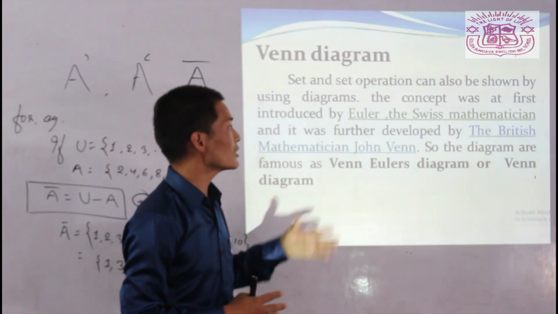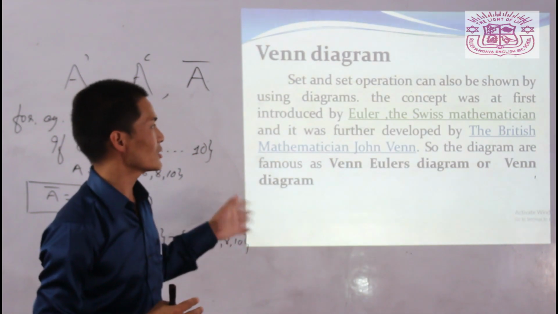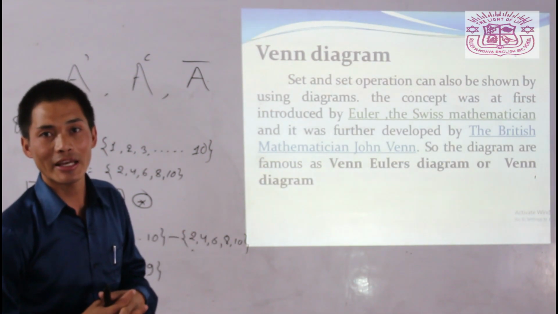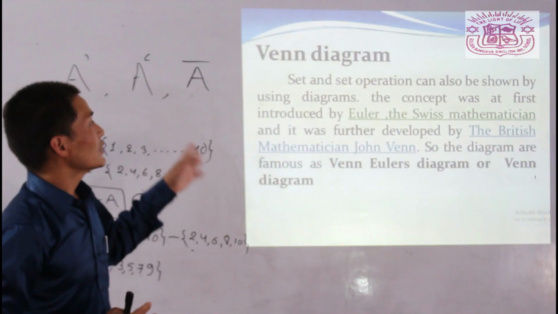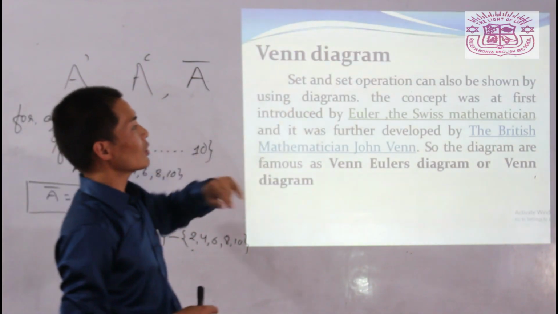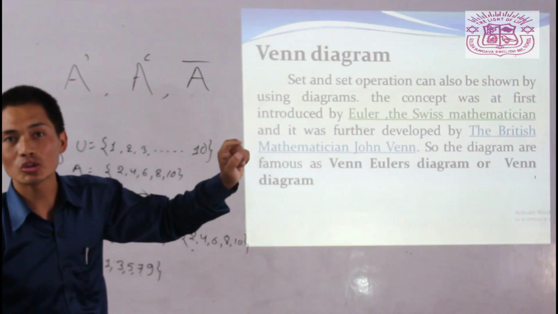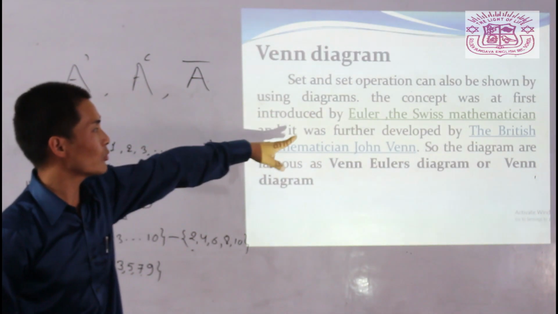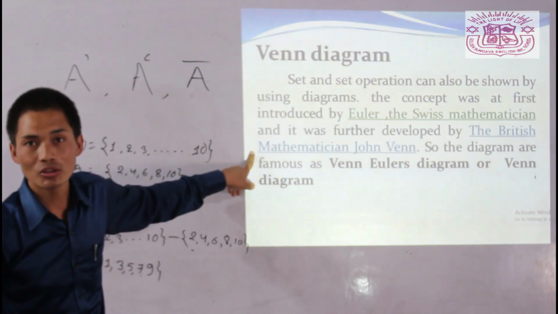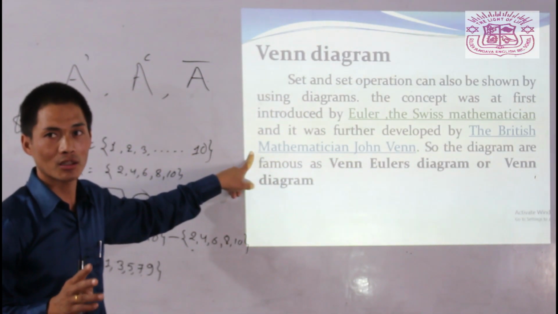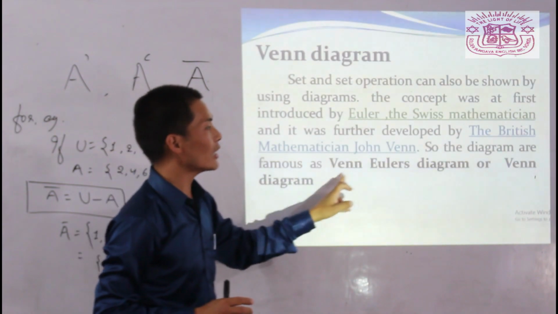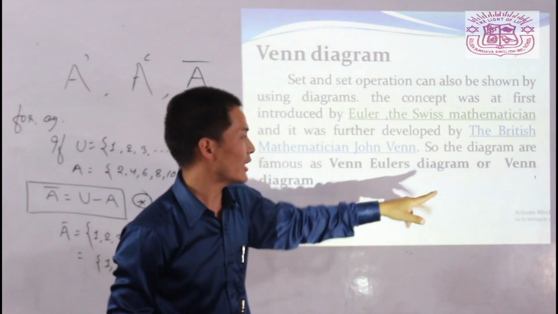Before starting this part, let's learn how the concept of Venn diagram came into existence. Set and set operations can also be shown by using diagrams, and that is Venn diagram. The concept was at first introduced by Euler, the Swiss mathematician, and it was further developed by the British mathematician John Venn. The credit goes to two mathematicians, and so the diagram is famous as Venn-Euler's diagram, or we commonly say Venn diagram.